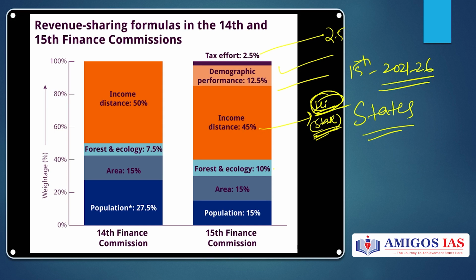Okay. So forest ecology, those who have more forest and those who have saved their ecology will be given more money. Area also, 15% is there. Population 15% is there. One important thing is population as per the 2011 census. Earlier it was the 1971 census. So now you are saying that the states which have more population will be getting more money. So population as per this is a problematic consideration.